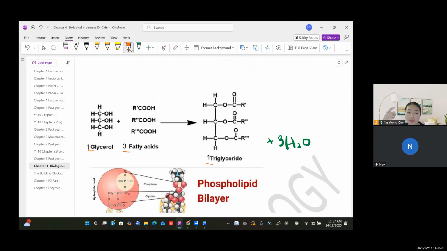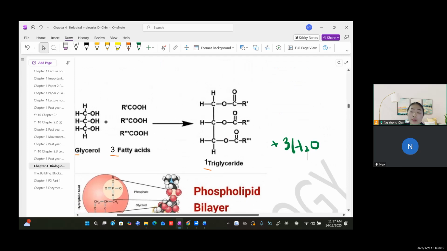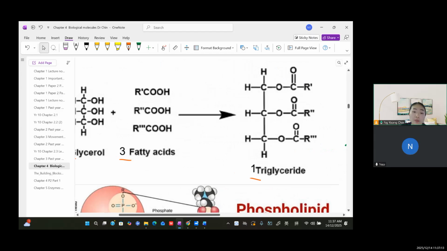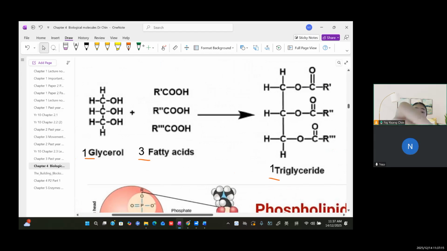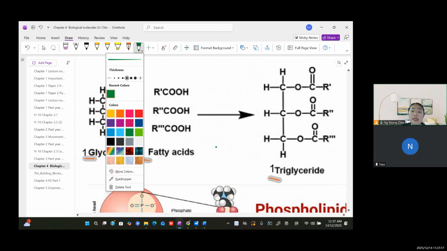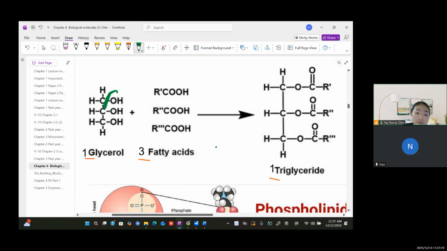Glycerol can join with 3 fatty acids by a bond. So where's the bond? The name it's called is what? Ester bond. They can form this by removing 3 water molecules away. So they are actually removed here.